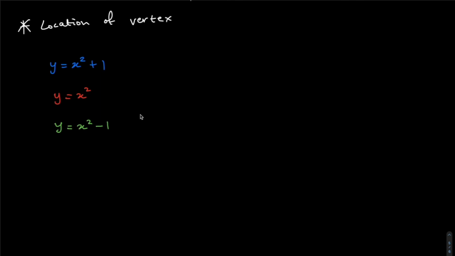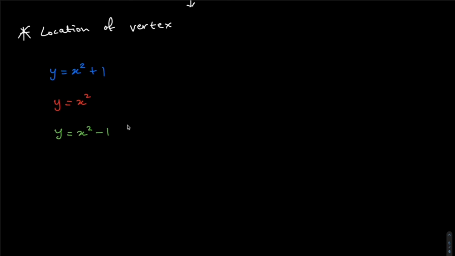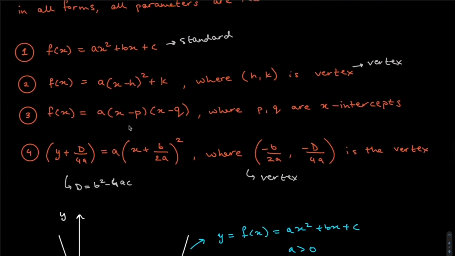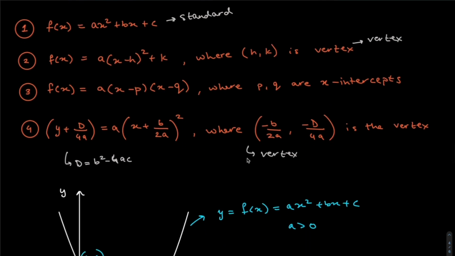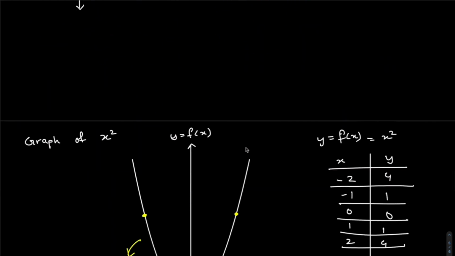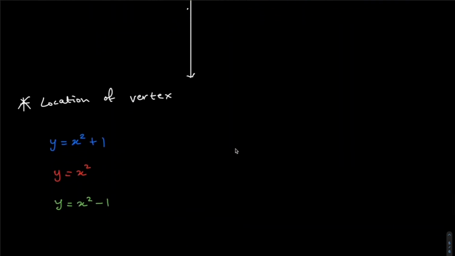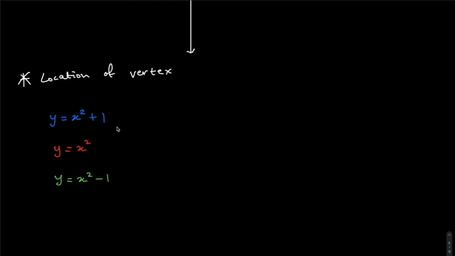Now, I'm going to rearrange this equation. I'm going to make a small rearrangement, and I'm going to write it in the form of this right here: y plus d by 4a is equal to a times x plus b by 2a whole square, okay? Because it's going to give me the vertex. That's what I'm trying to do. I'm trying to get the vertex.